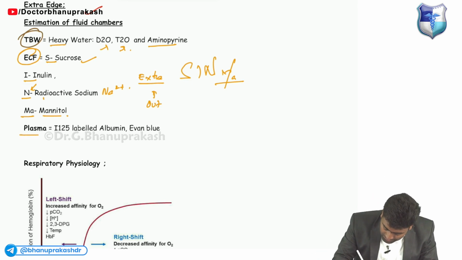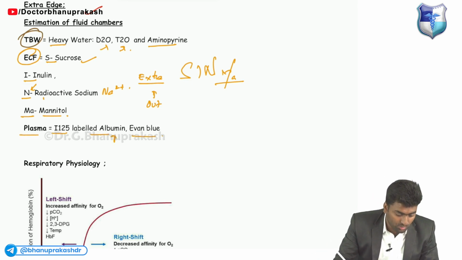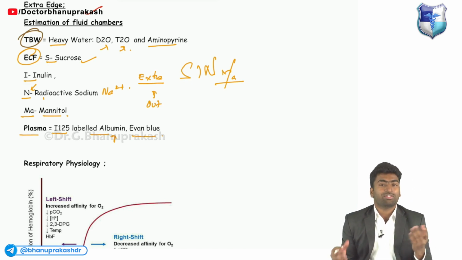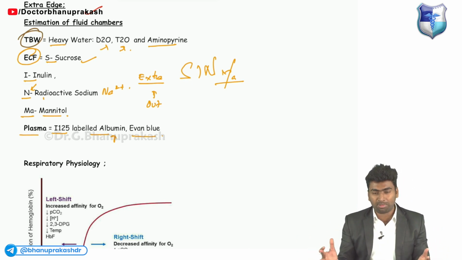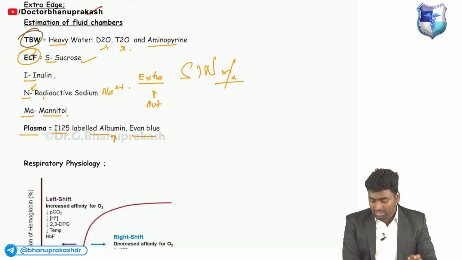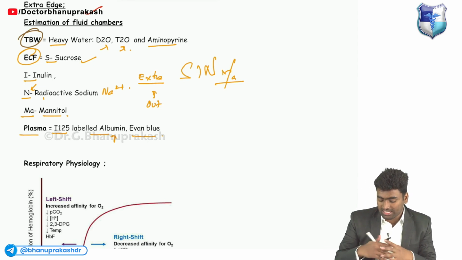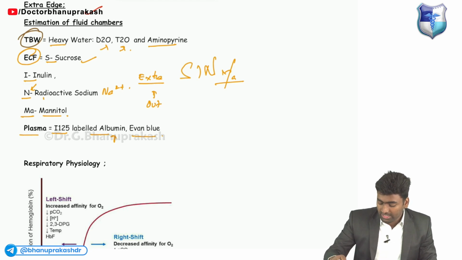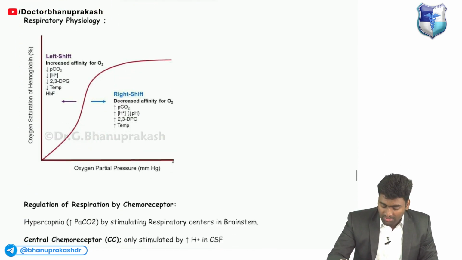And for plasma, you will use iodine labeled albumin or Evans blue. Remember this for plasma measurement: there is a plasma protein, which is albumin. So we'll use radio-labeled iodine-125 albumin and Evans blue. Fine. These are the things, just remember in short. And about the next part, this is respiratory.